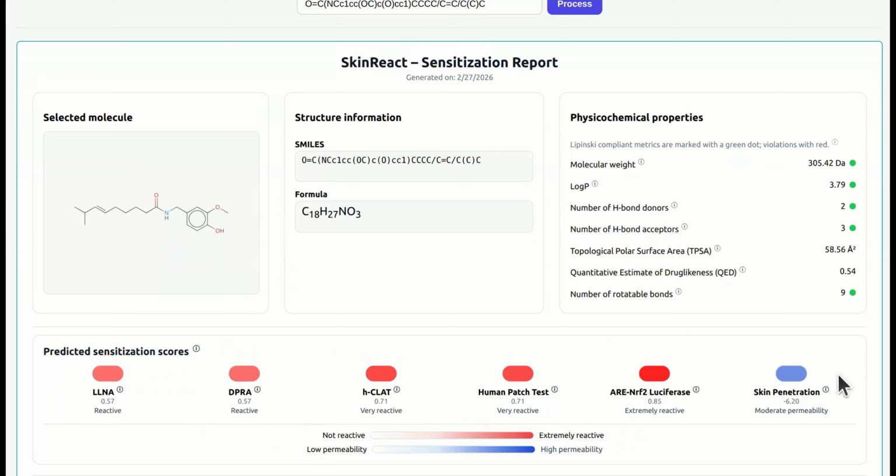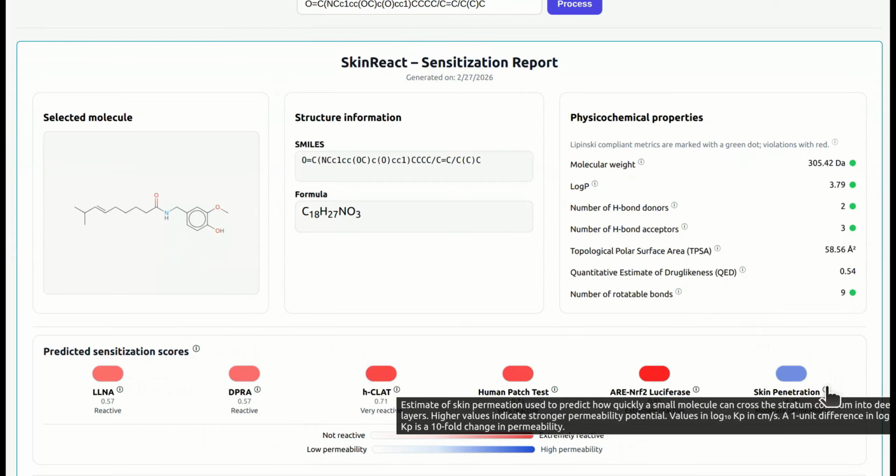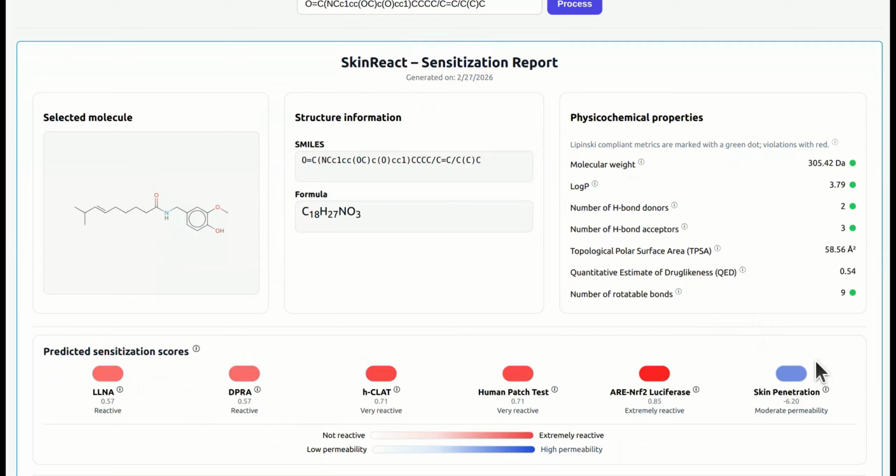Next, we have another AI model predicting skin permeation or penetration rate. This gives you an idea about how likely a compound will go through the skin. Of course, it also depends on other factors like the size of the molecule, the skin layers, and the molecule itself. But this model here gives you a prediction where higher values are associated to a higher penetration rate.